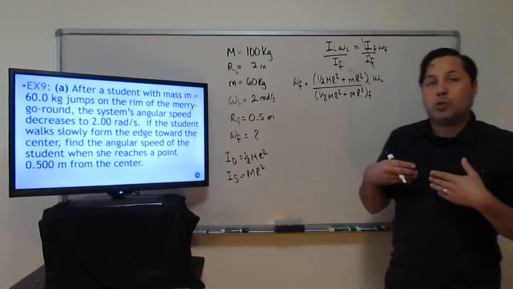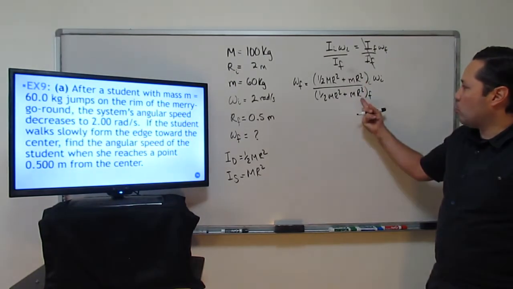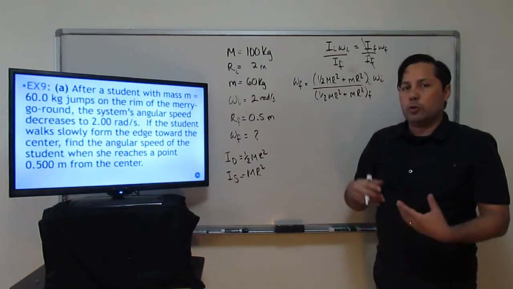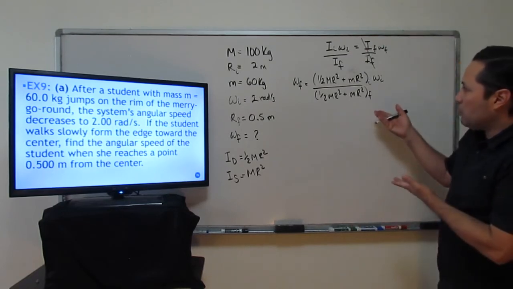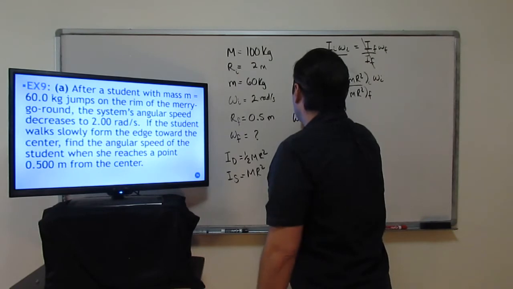That does move because the student is moving closer to the center. So that r does change from a 2 to a 0.5 since the student is moving closer to the center. All right, so that will be our setup. We go ahead and plug in all of our numbers. We're going to go ahead and solve now.